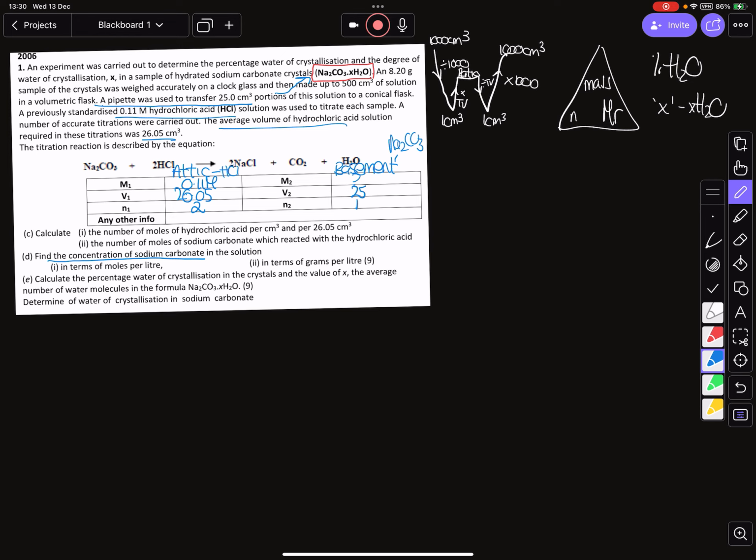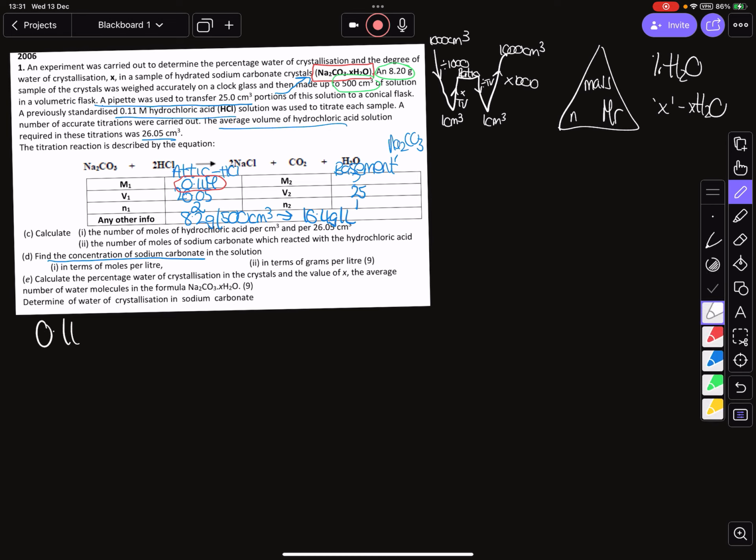We also want to see, is there any extra information in the question? So I am looking now up here, and this is my extra info, 8.2 grams of my sodium carbonate in 500 centimeters cubed. So 8.2 grams per 500. I personally always put that into grams per litre, because when I have my titration grams per litre, the units need to be comparable. So this is my way in.